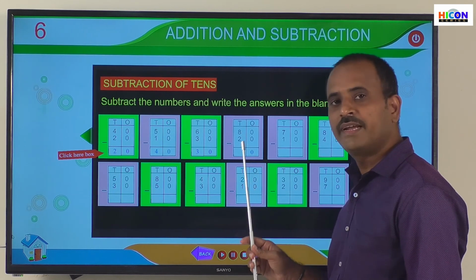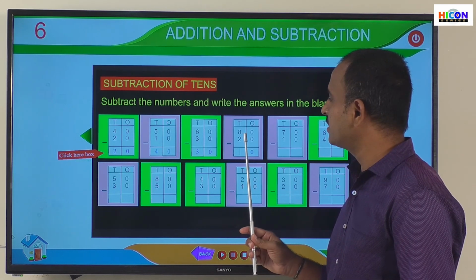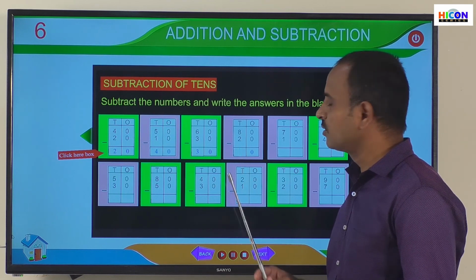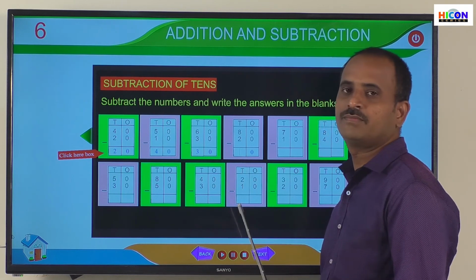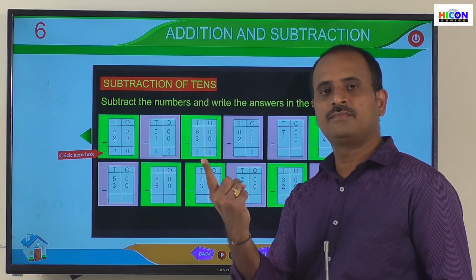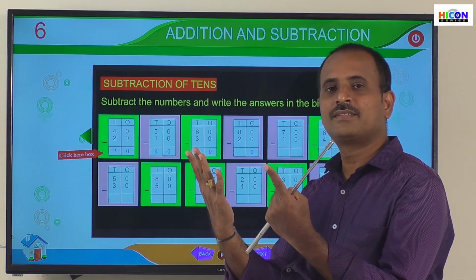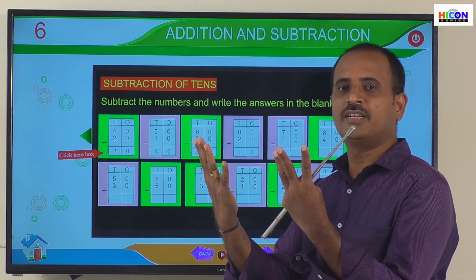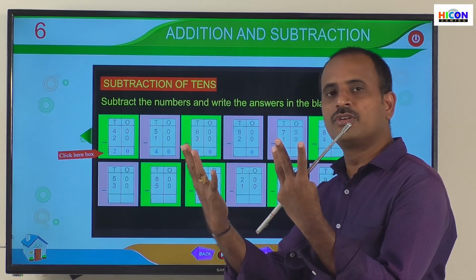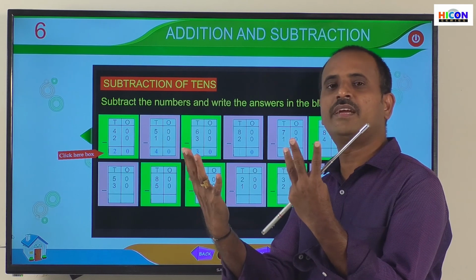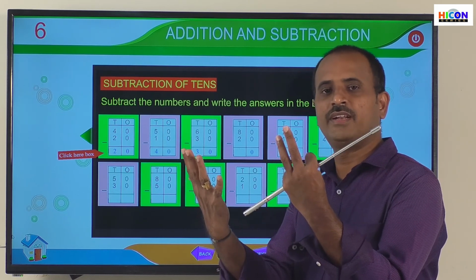So subtract 2 from 8. That is 8 minus 2. Open 8 fingers and close 2 fingers. So the remaining fingers will be the answer. So open 8 fingers. 1, 2, 3, 4, 5, 6, 7, 8. So children, these are the 8 fingers. And close 2 fingers among these 8 fingers. Close 2 fingers. 1, 2.